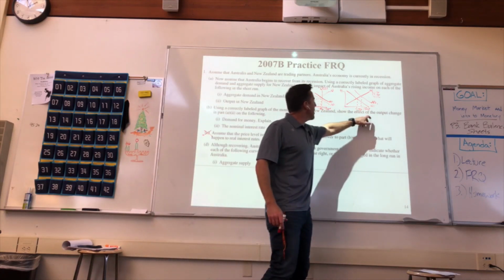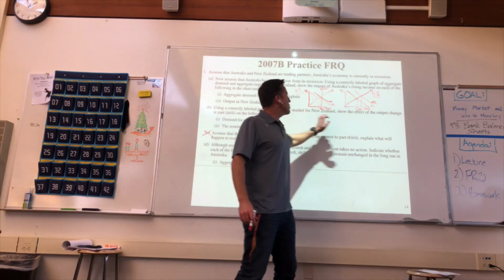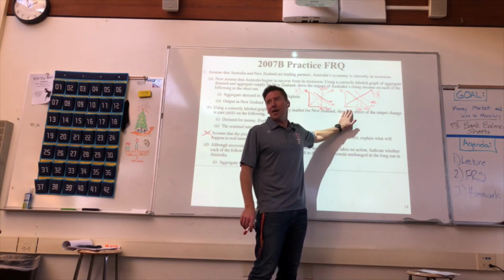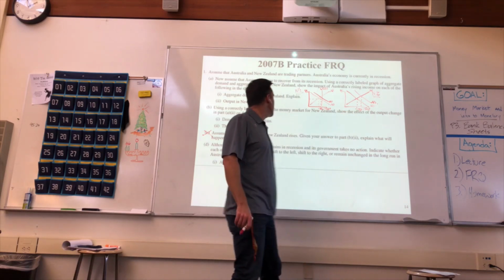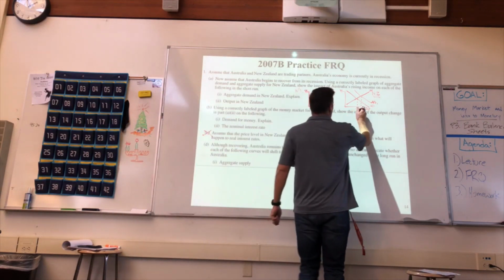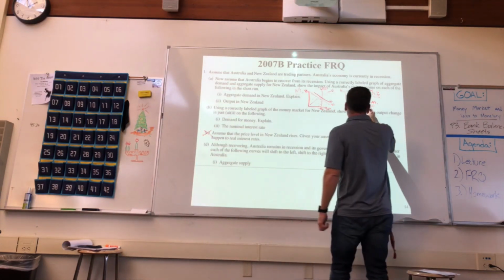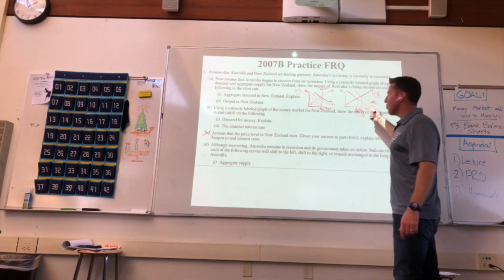So what happened to the aggregate demand in New Zealand? Explain. Aggregate demand increased to the right because as Australia became wealthier, they purchased more goods, increasing the net exports of New Zealand. That would be the full featured definition right there. What happened to the output in New Zealand? Well, the output went from wherever it started here at a QE to a Q1, so output grew. There's more GDP, there's more output.